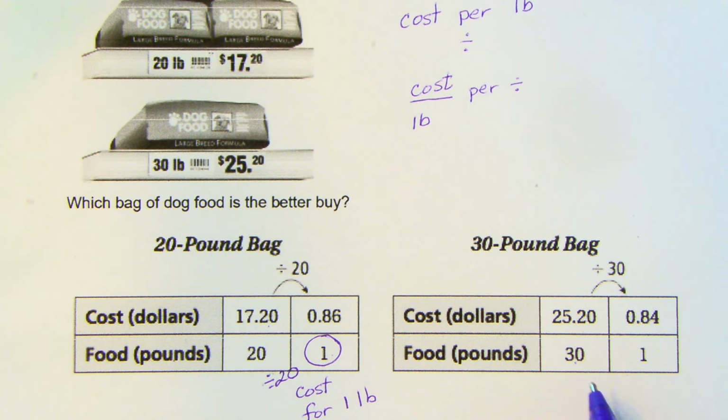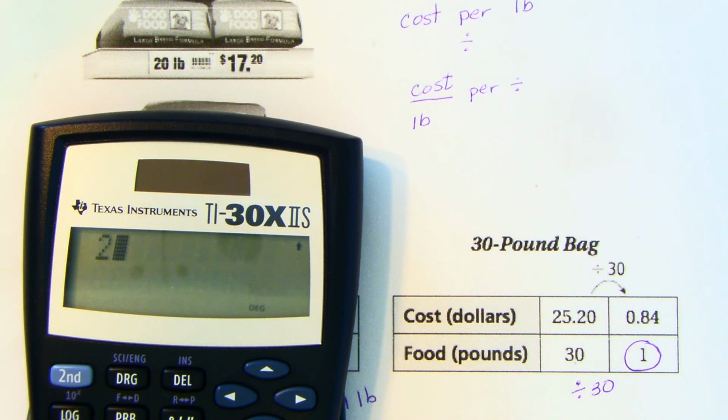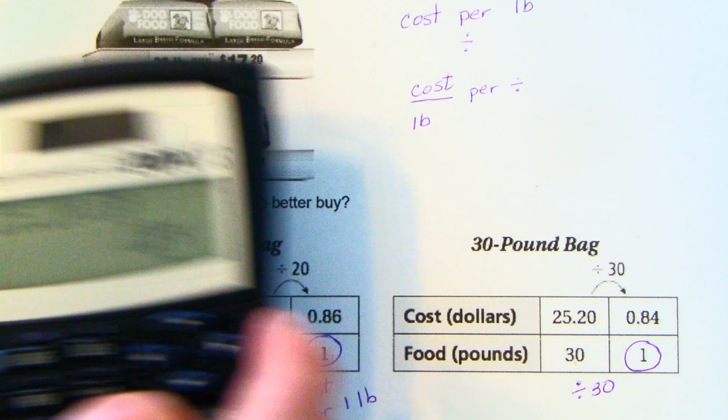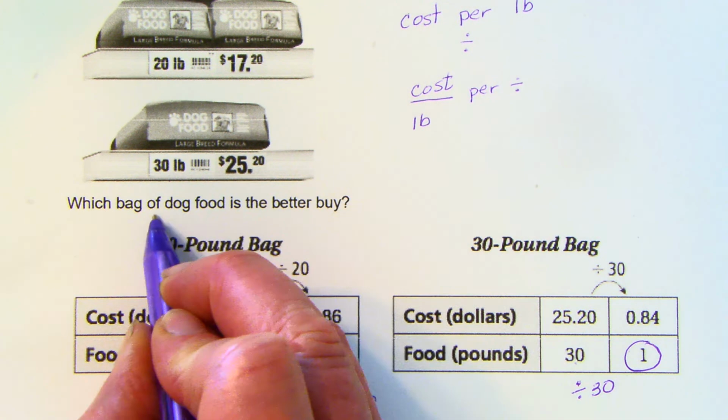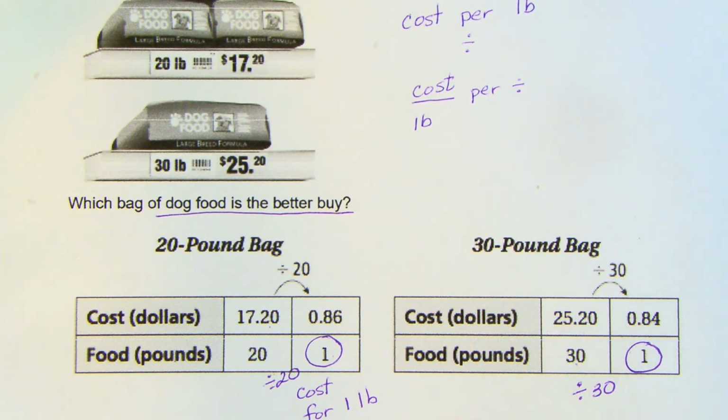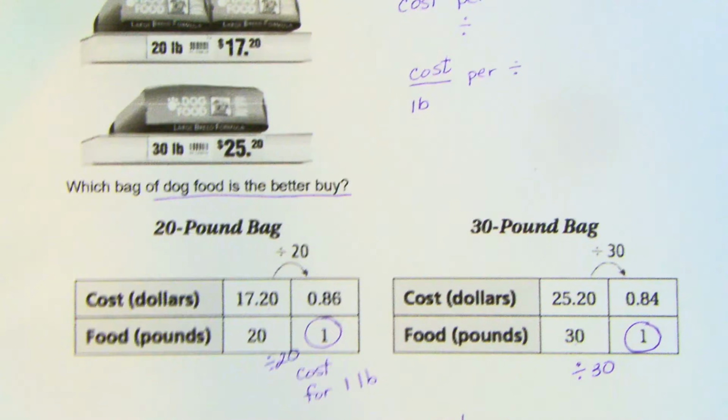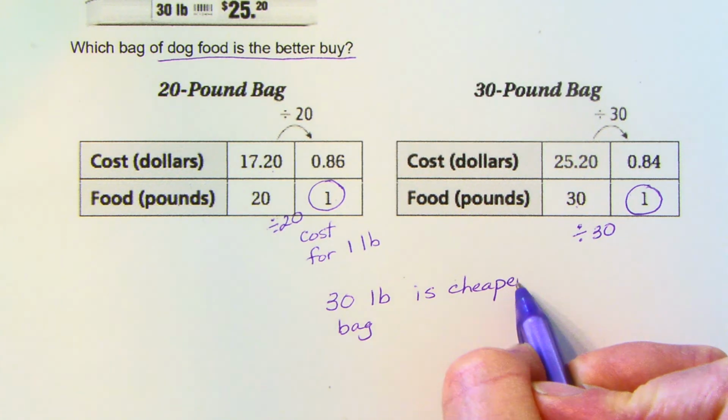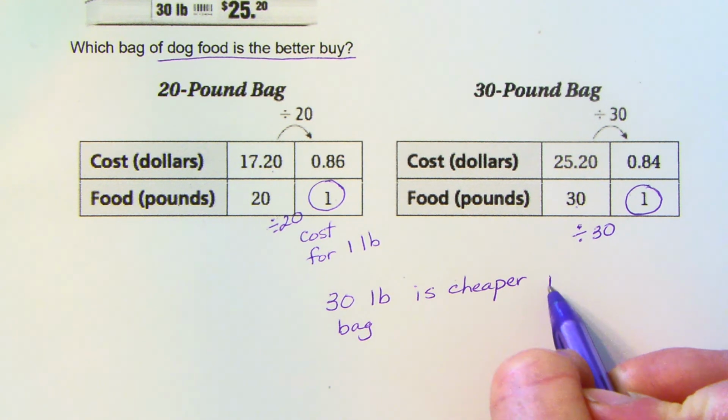Then you do the same thing with the 30-pound bag. I want to get this down to 1 also so that I can compare how much it is per pound. I'm going to divide both sides by 30. If you use your calculator and you do $25.20 divided by 30 pounds, that's the cost per pound, it tells me that that is 0.84. That's 84 cents. The problem asks me, which is the better buy? The cheaper one is the better buy. The 30 pounds is not cheaper than 20 pounds, but the 30-pound bag is cheaper per pound.